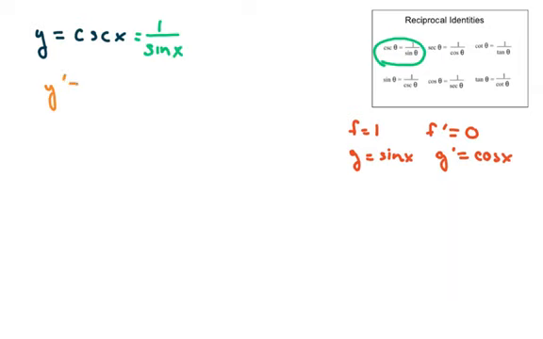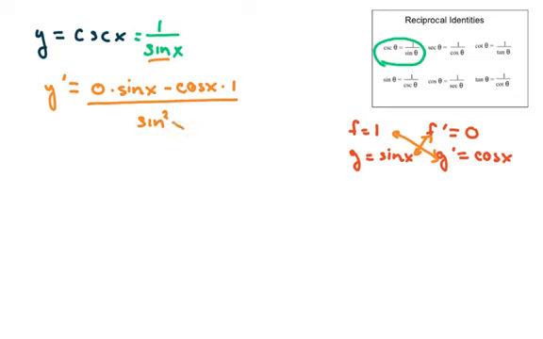So I'm going to take the derivative of my function, and remember the derivative of the numerator always goes first. So I need f prime times g. So 0 times sine of x minus the derivative of the denominator times the numerator. So I'm going to say this is cosine of x times 1, all over the denominator squared. Denominator is sine, so I'm going to write sine squared x.